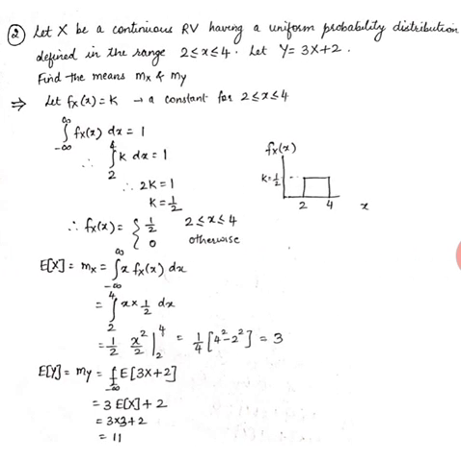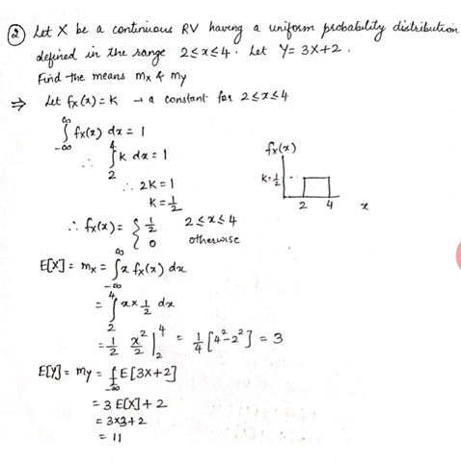The second one: let capital X be a continuous random variable having a uniform probability distribution defined in the range where X takes on the values between 2 to 4. Let capital Y be another random variable which is written as 3 times X plus 2. We need to find out the means of X as well as Y, that is mx and my.